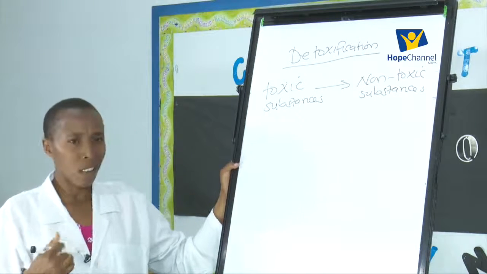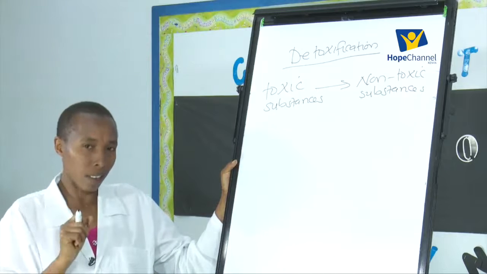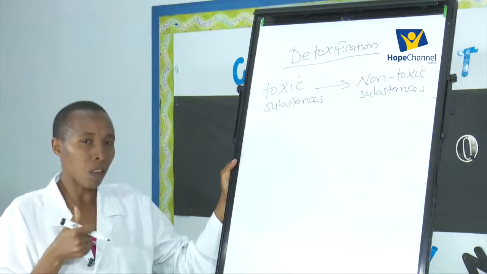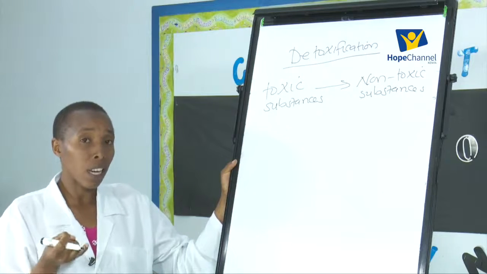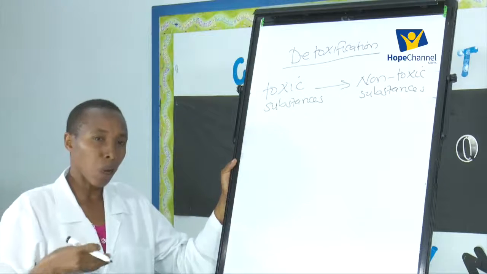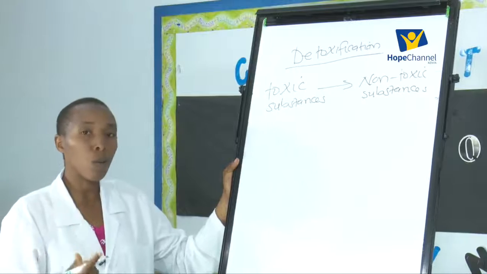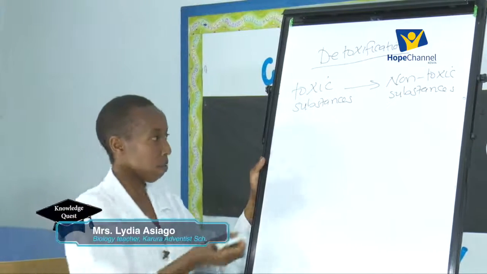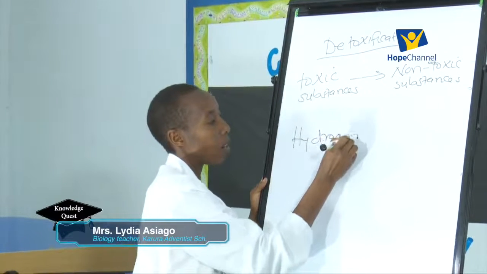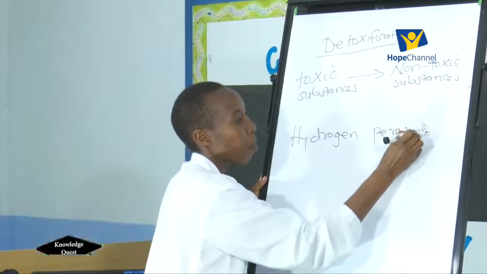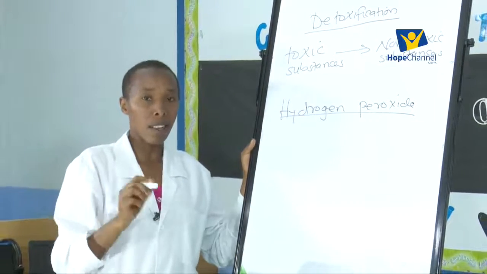Now, how does this take place? Take a situation at the respiring cells. You remember we discussed the process of respiration, and we say that during respiration, we produce energy, water, and carbon dioxide. But at times when the cells are actively respiring, instead of producing water, they produce what we call hydrogen peroxide. Let me give an example. Hydrogen peroxide is an example of a toxic substance that is produced by actively respiring cells.